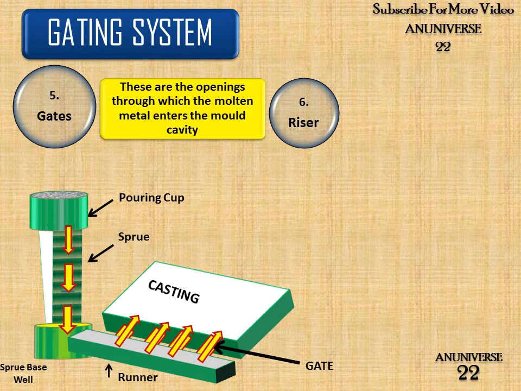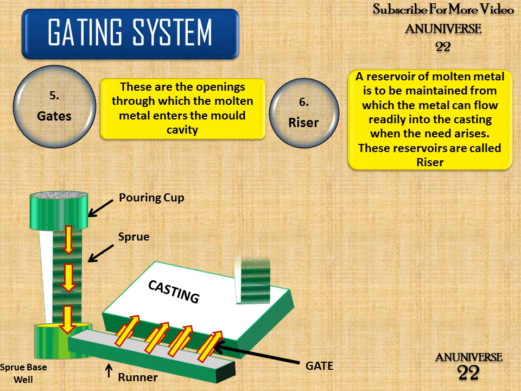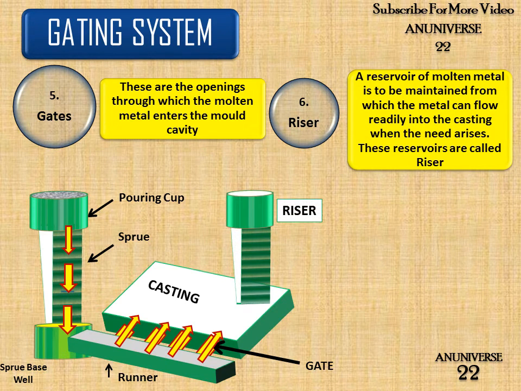And the last part of the gating system is the riser. Most of the foundry alloys shrink during solidification, so a reservoir of molten metal is to be maintained from which metal can flow radially into the casting when need arises, and these reservoirs are called risers. Hence a reservoir of molten metal is to be maintained from which metal can flow radially into the casting.